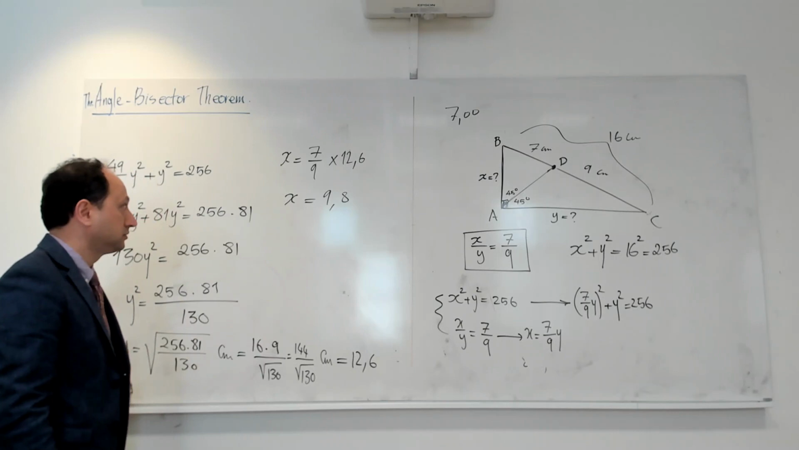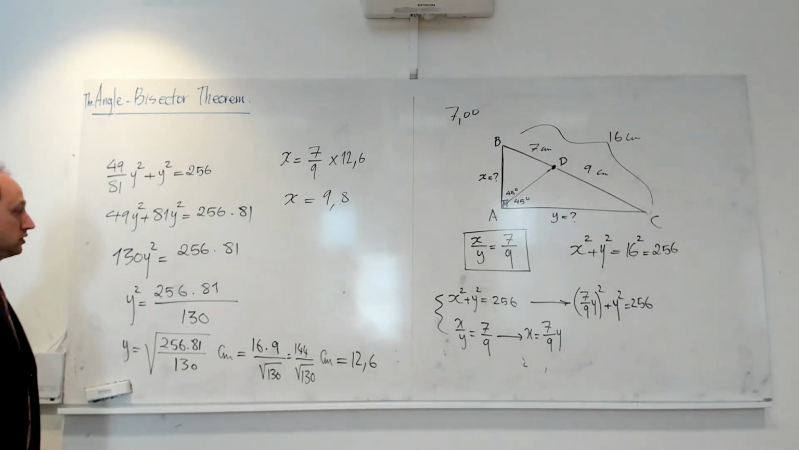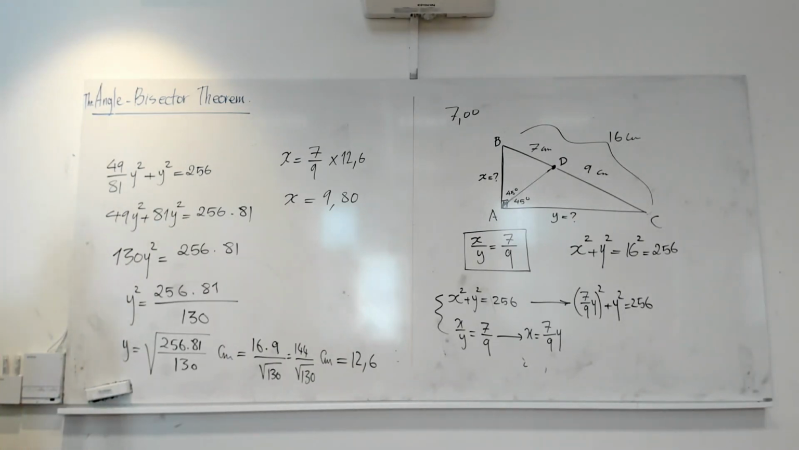Let me double check. 7 times 12.6. That's right. Then divide by 9. 9.8. Okay, so if that's 9.8, I keep also a 0 there. By the way, let me double check that I have done everything right. That was the problem. Yes, 9.8, 12.6. So we did it right.